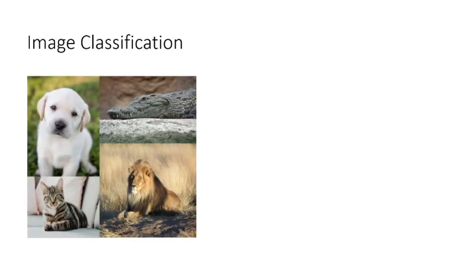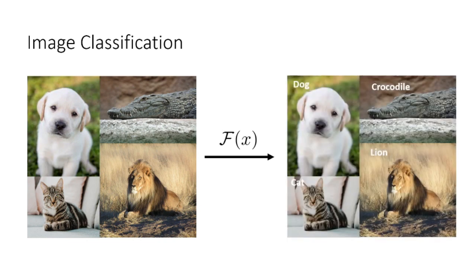Let's look at the task of image classification. So given a set of images and a set of possible classes, we seek to find a function f of x, which maps each image onto the correct classification label. So in this problem, we have the animal kingdom, and we seek to find a function f, which can identify different species of different animals.